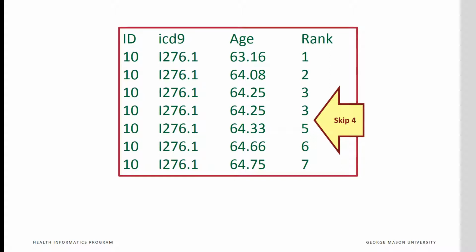We see rank 1, then rank 2, next two rank 3s, and rank 4 is missing, and we jump to rank 5. This is an example of a skip in the ranks.